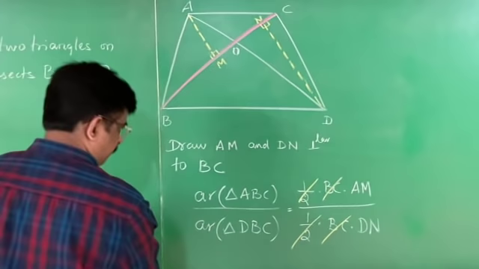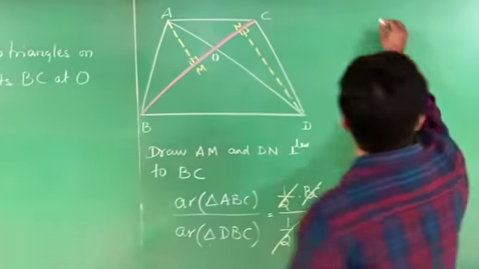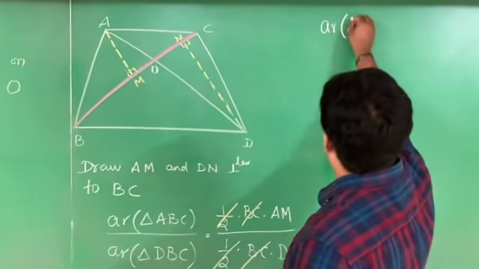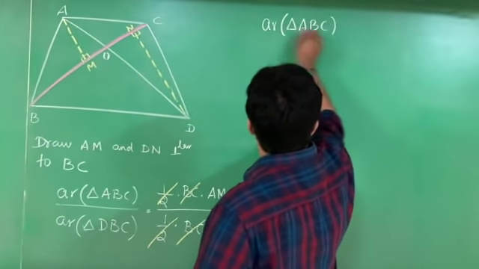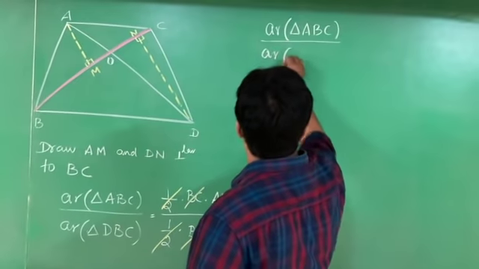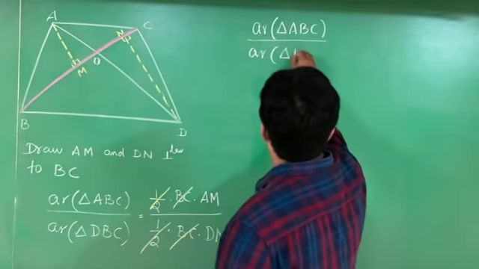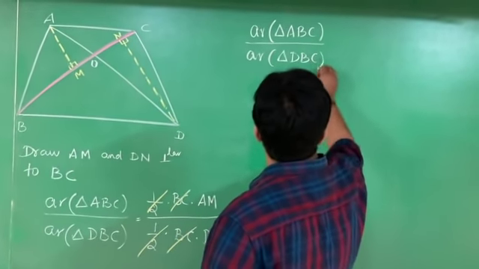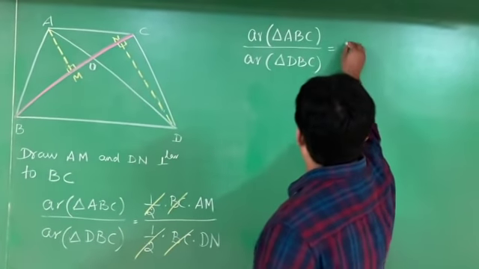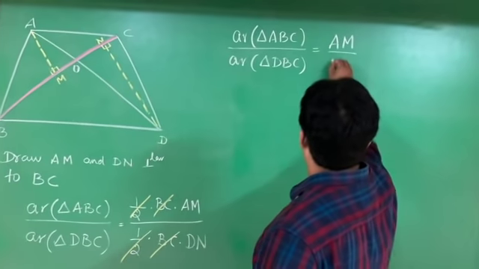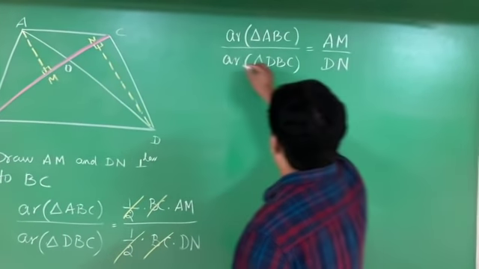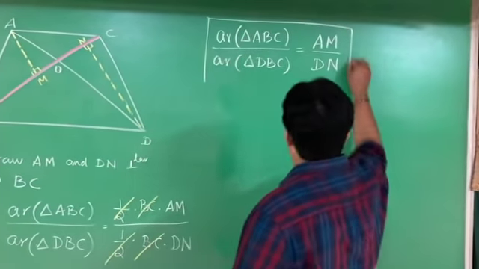Then what I draw back is area of triangle ABC by area of triangle DBC is equal to, I got AM by DN. This is my result. But he wants something else.